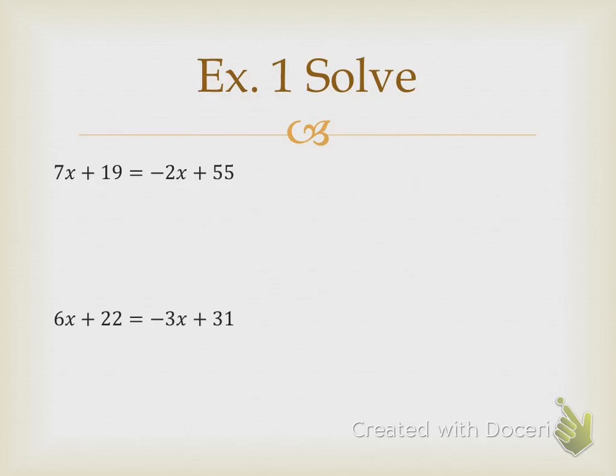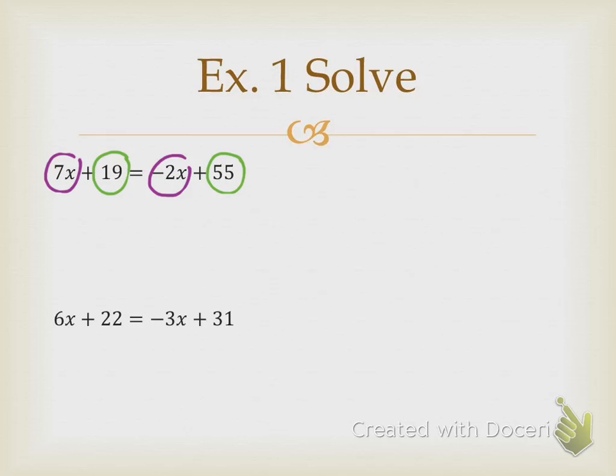So look at example 1. Okay, everybody write these down. This first problem here, what are my like terms? I've got two sets of like terms. William, tell me my first set. 7x and negative 2x. Perfect. What is my second set of like terms? Vincent? 19 and 55. Very good.